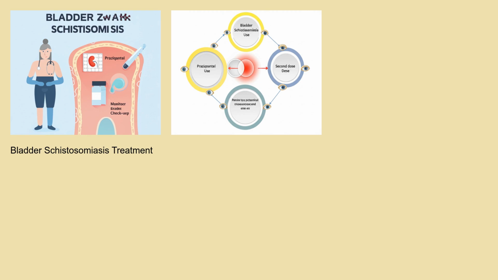The primary treatment for bladder schistosomiasis is the drug praziquantel. It's highly effective in killing adult schistosoma worms. A single dose is usually sufficient, but in some cases a second dose may be needed. In addition to praziquantel, management of the disease may involve treating secondary bacterial infections and managing complications such as bladder obstruction or kidney damage. Regular follow-up is essential to monitor for recurrence or the development of long-term complications.